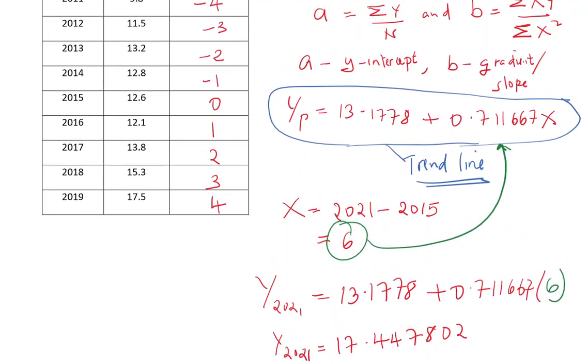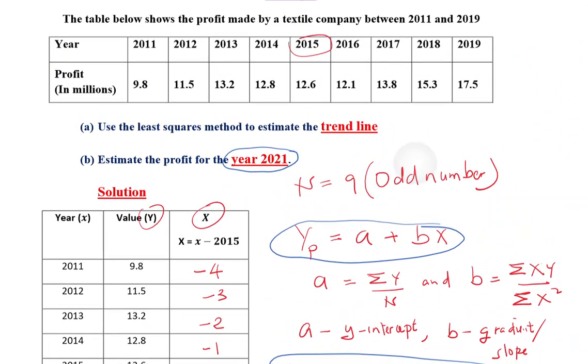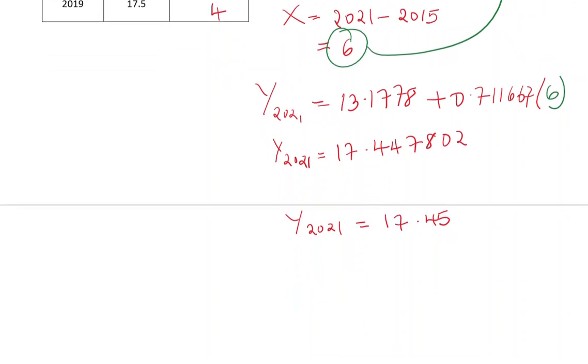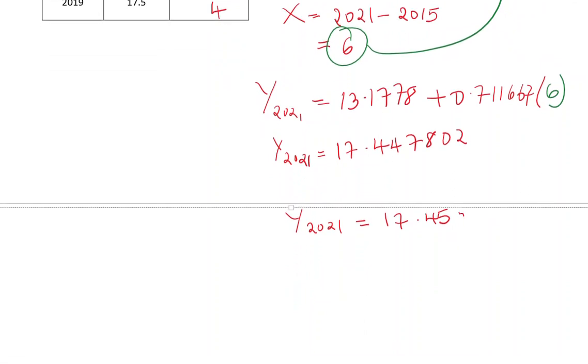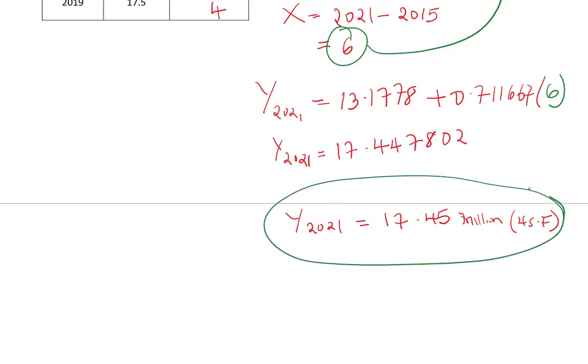So let's go back and see. It's only in millions, so your answer should be in millions. That is 4 significant figures. And guys, that is your answer.